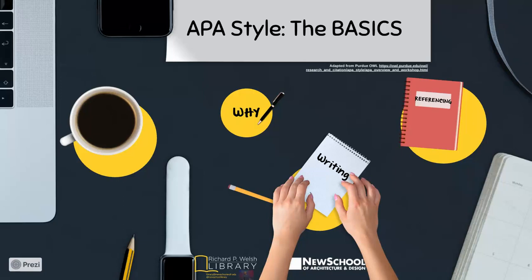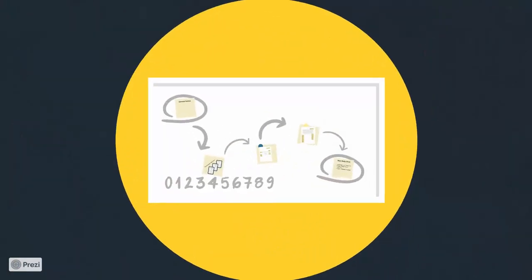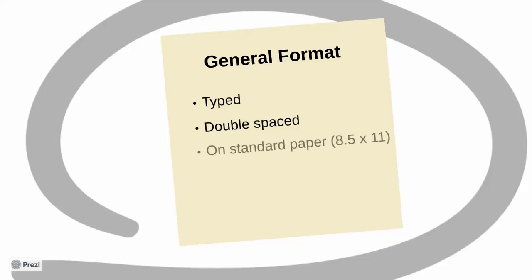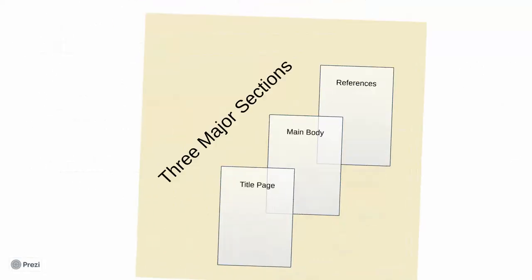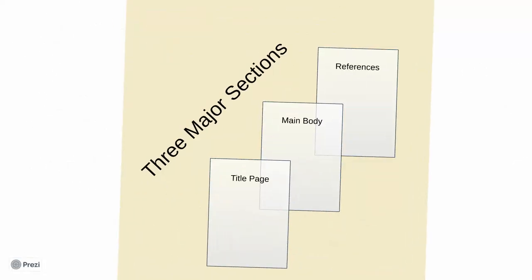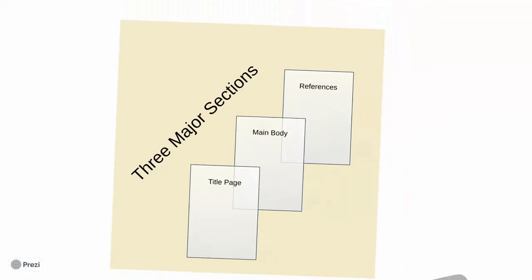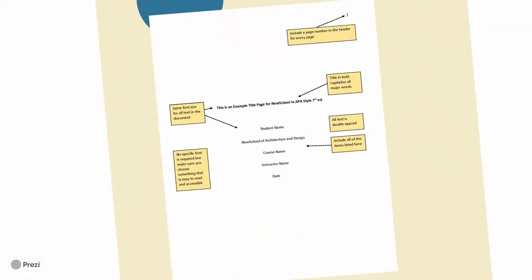APA states academic student work should be typed, double-spaced, produced on 8.5 by 11-inch paper, include 1-inch margins and page numbers, and use an accessible and legible font. A student paper consists of three major sections: the title page, the main body of the paper, and the list of references. The title page includes the title of the paper, the student's name, the institution, the course name, the instructor name, and the date.